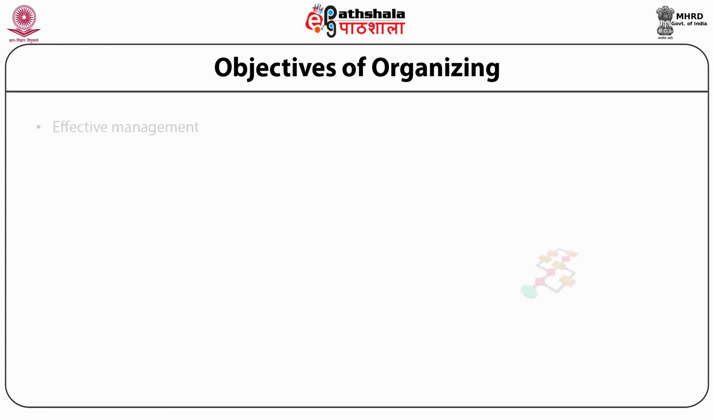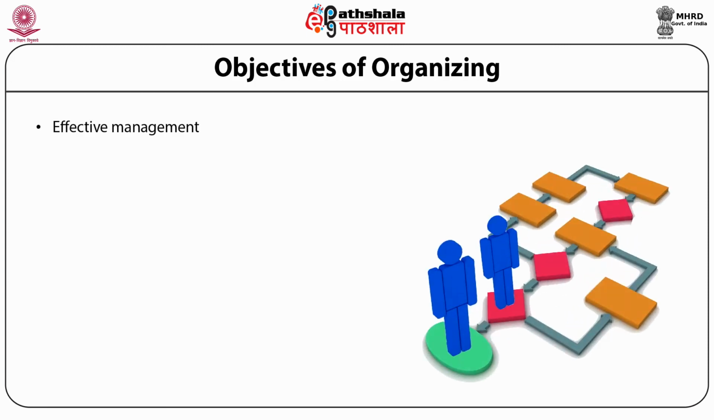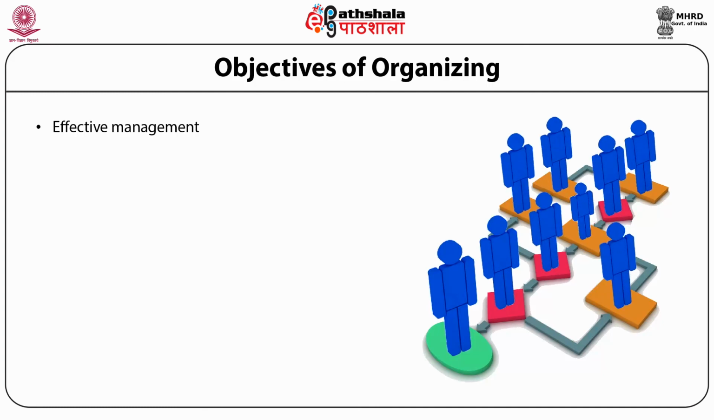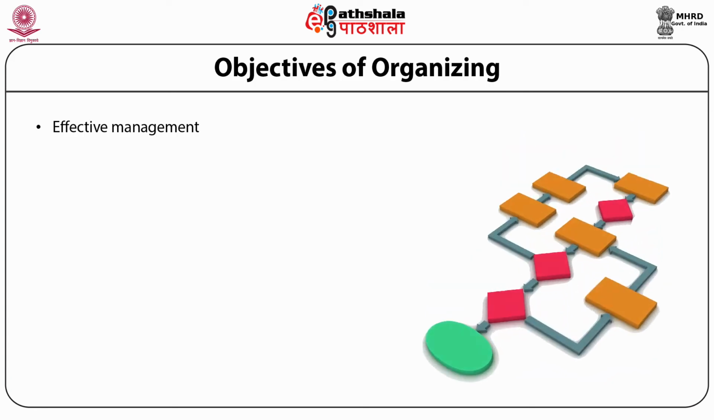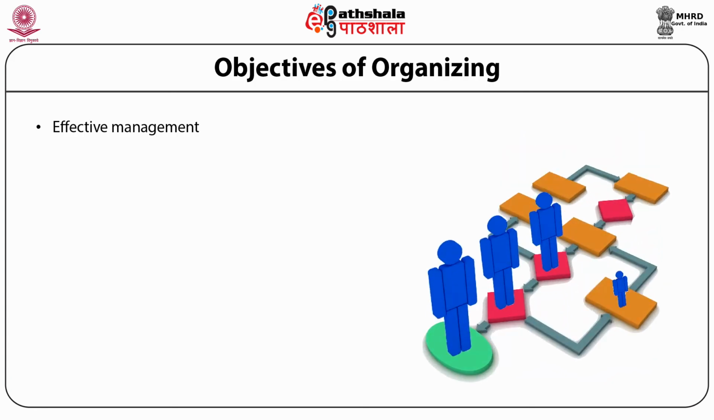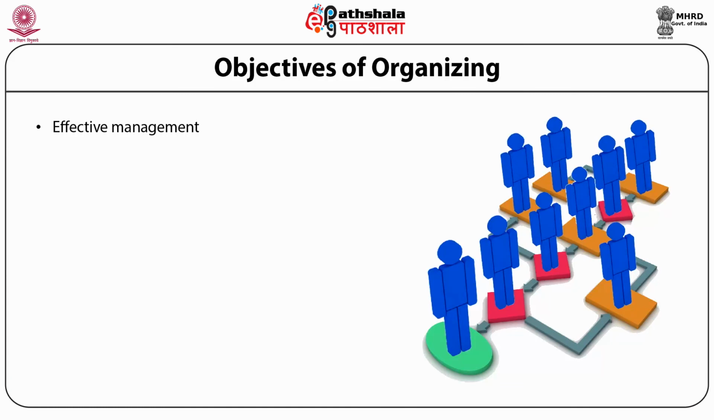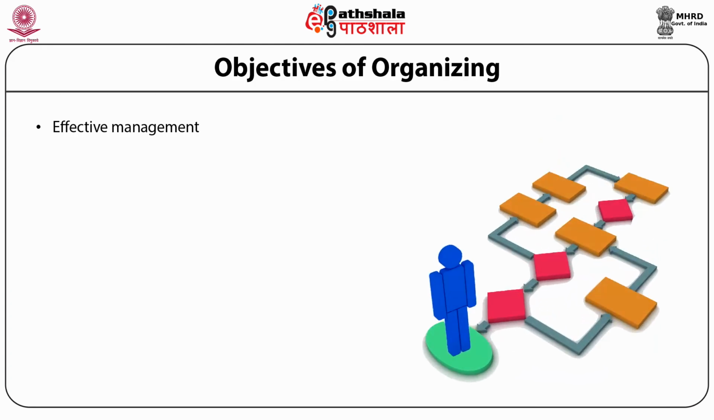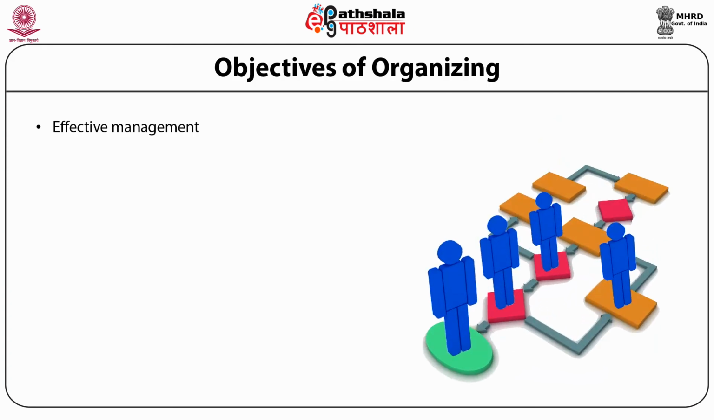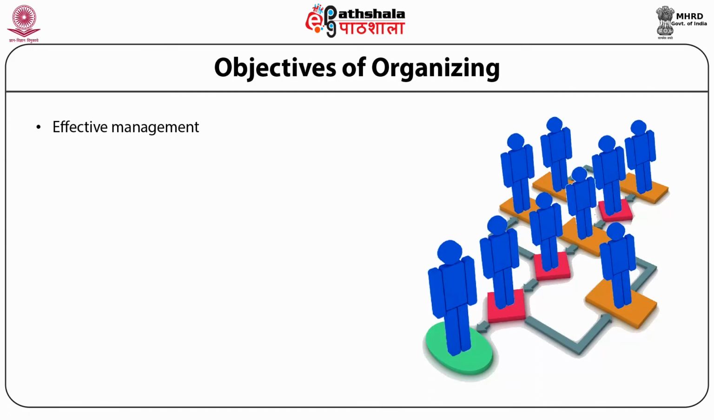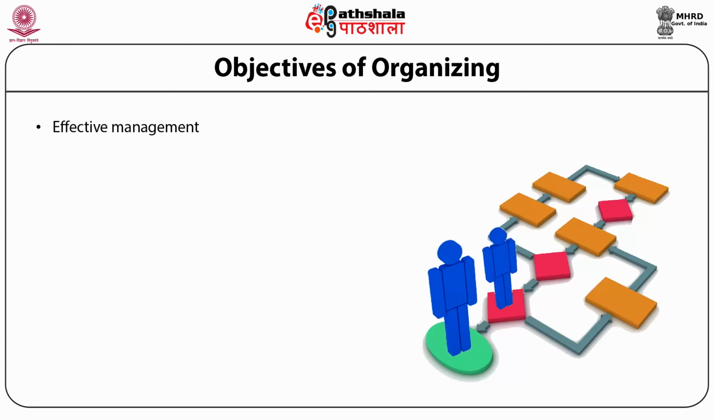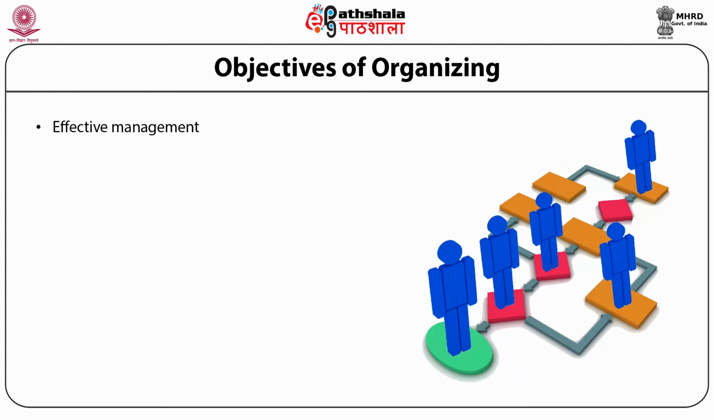First is effective management. Organization structure identifies various activities to be performed and establishes relationship among various activities. The authority and responsibilities attached to various posts are also defined. It also determines the flow of communication within the organization. Thus, it provides a structure or the framework for effective management.